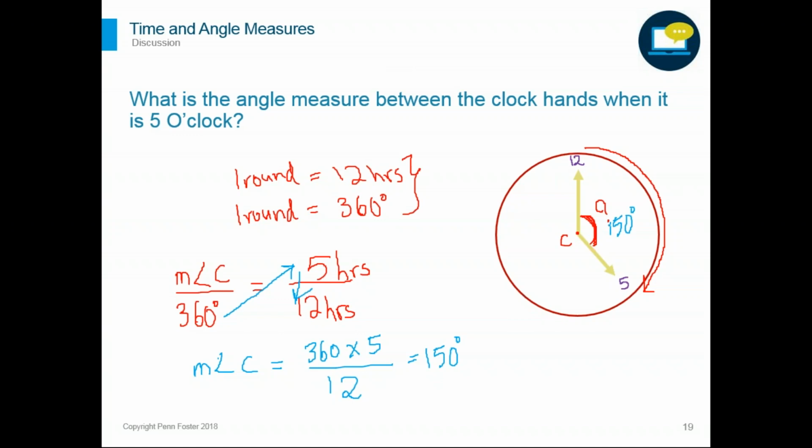That's it. So all you need to know for that topic is how to set up the proportion. The first fraction will always have the degrees. The second fraction will have the time, either in hours or minutes. In this case, because the question says 5 o'clock, we know it's talking about hours. If it gives us time in minutes, then we have to use the minutes.